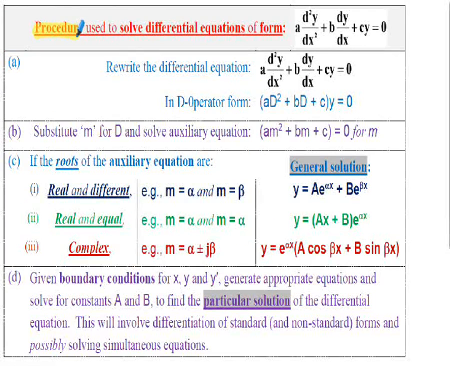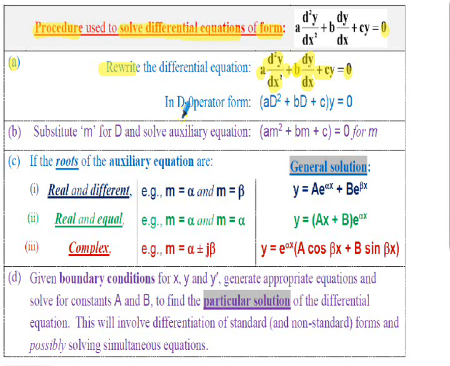Here's a generic procedure we're going to use to help us solve the differential equations that are of the homogeneous form, shown here. The first step is to rewrite the differential equation in the form of a multiplied by d2y upon dx squared plus b multiplied by dy upon dx plus cy equals 0. In most cases the questions might be given in that format, but they may not be. We need to rearrange them into that format.